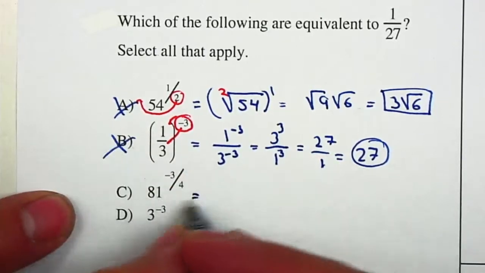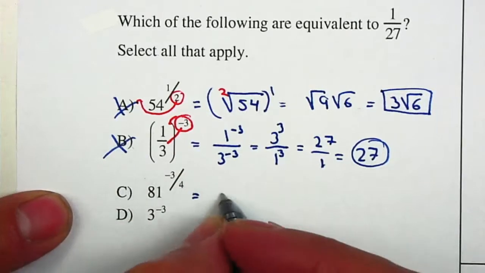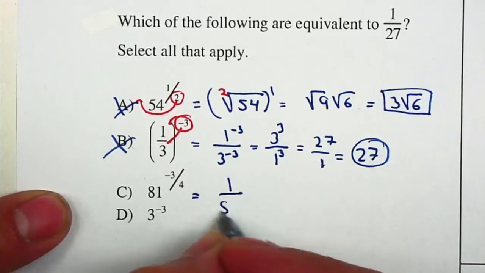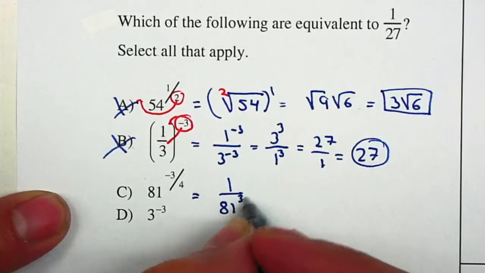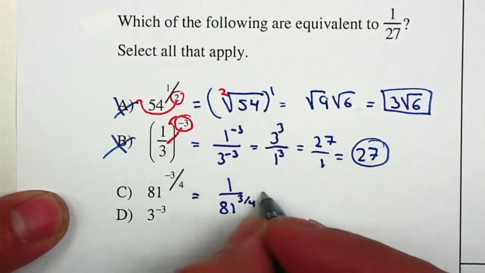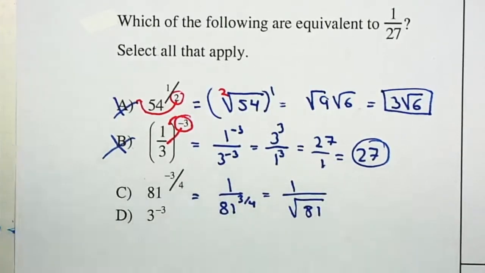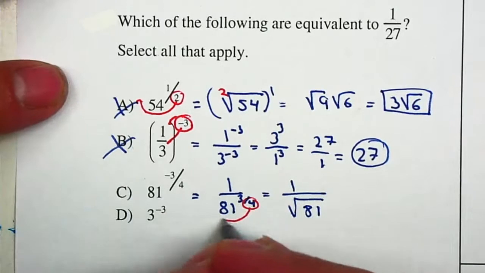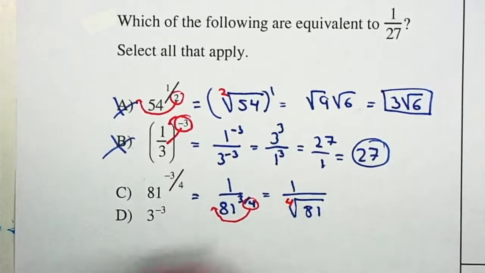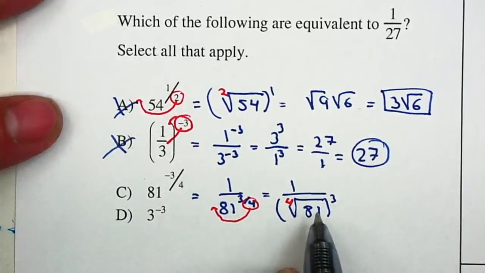Letter C. If there's a negative exponent, we want to be able to switch it to the denominator. So it gives me 1 over 81 to the power of 3 over 4. So now it becomes a positive exponent. Now we can rewrite it as a radical notation. So it gives me 1 over radical 81. The 4 is the root, and that'll be to the power of 3. The fourth root of 81.